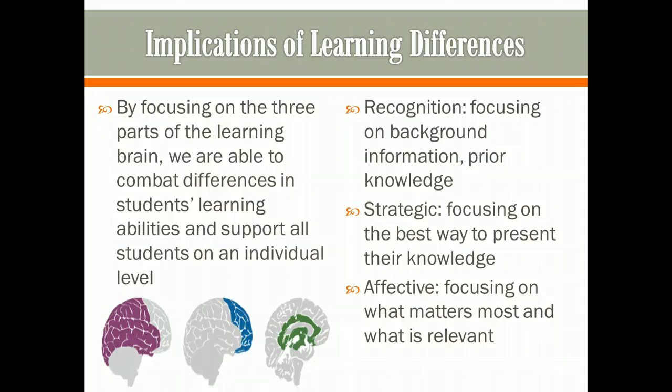The strategic part, focusing on the best way to present their knowledge. Having students understand what way they learn the best goes with the strategic part of the learning brain. If a student is forced to take notes by hand but has never learned how to correctly take notes or learned what kind of notes work for them, they're probably not going to get much out of it. But if we look at the student, think about how they learn the best, and say it would be better for you to draw pictures than just write down everything that's on the overhead, that would be how they would learn the best.